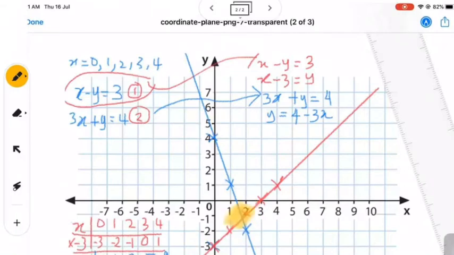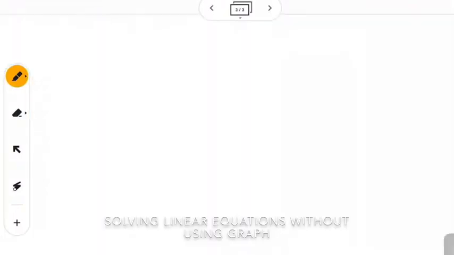Kat situ, dekat intersection. Okay, is important. Okay, next. Okay, macam mana, how are we going to solve without drawing graphs? Without drawing graphs.